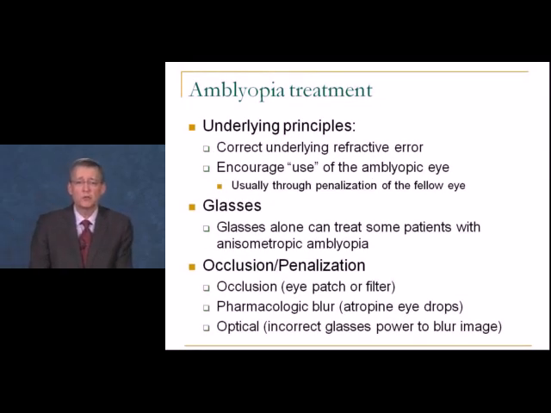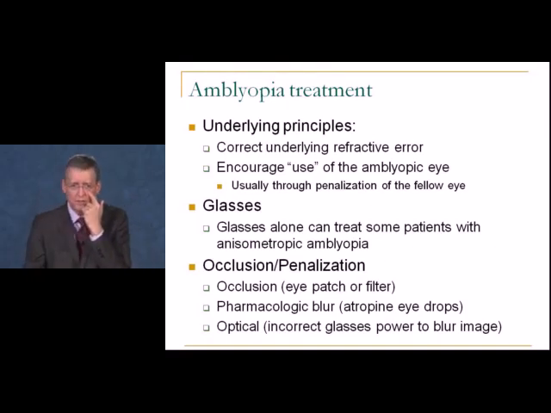So what are the principles of treatment? The classic number one is you correct the underlying refractive error. So you want both eyes in focus the same place at the same time all the time, and then they don't have to choose between one eye or the other. And then the other underlying principle is to encourage use, if you will, of the amblyopic eye. So if the left eye has the amblyopia, then you need to do something to get the brain to pay attention to the left eye.